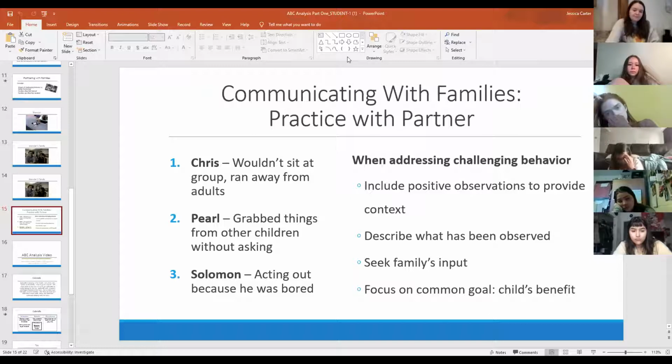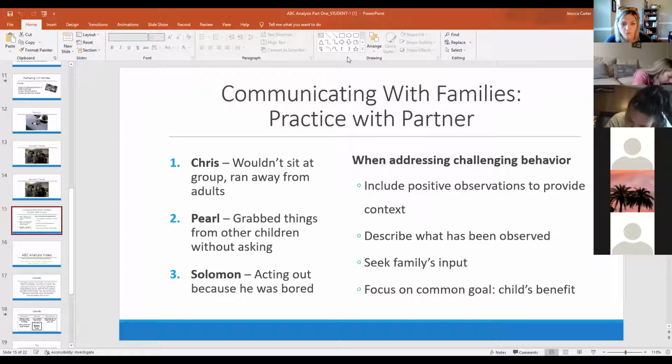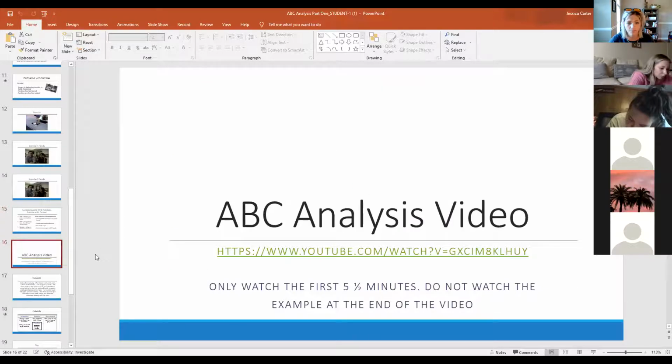And then the common goal is to help the child be successful in school, right? To help the child be successful in their peer relationships, et cetera. And so that's kind of how you keep the conversation framed around how do we help this child be successful in this setting? And that's going to look different for every child based on every different circumstance, pretty much, you know?